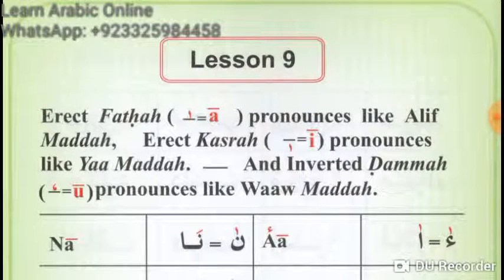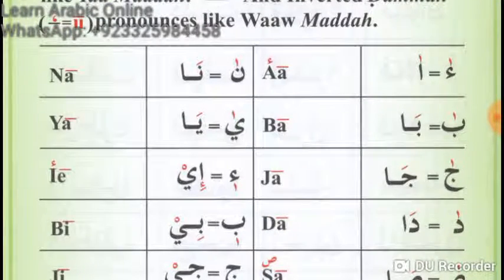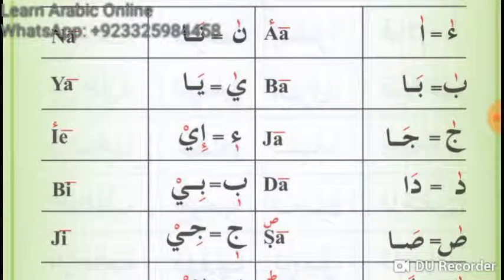Erect fatha, pronounced like alif madha. Erect kasra, pronounced like ya madha. And inverted dhamma, pronounced like waw madha.